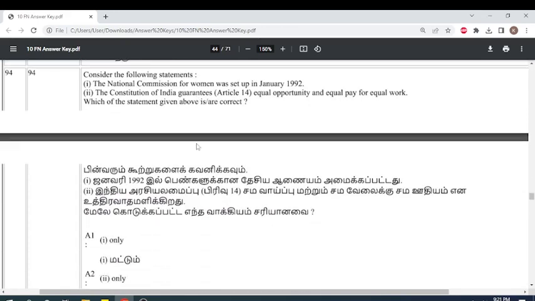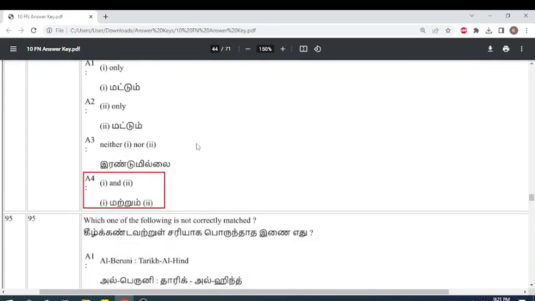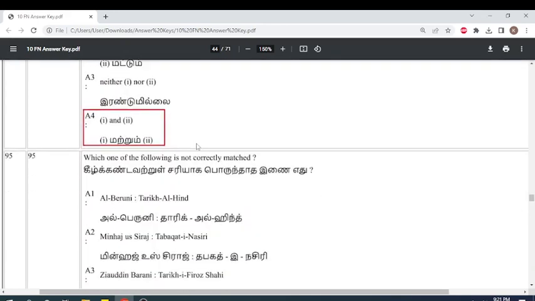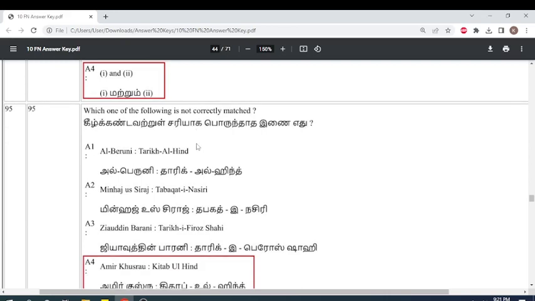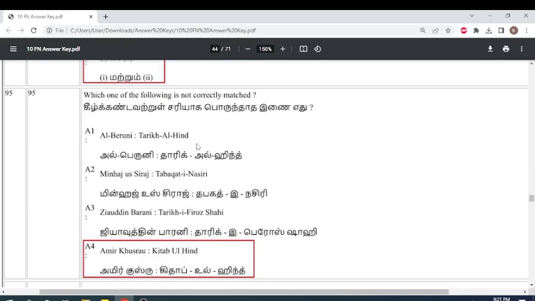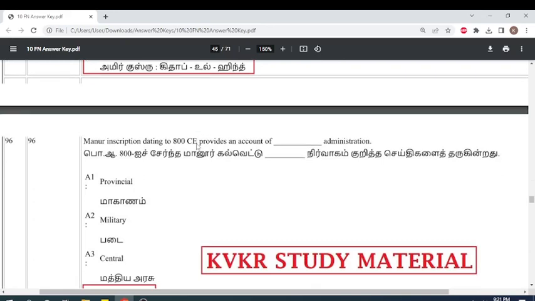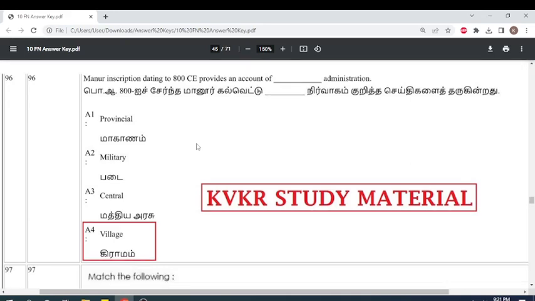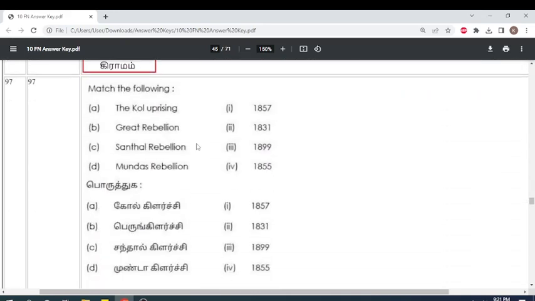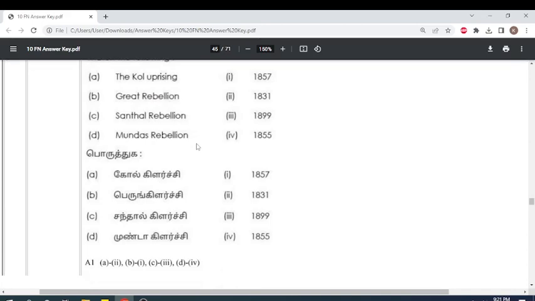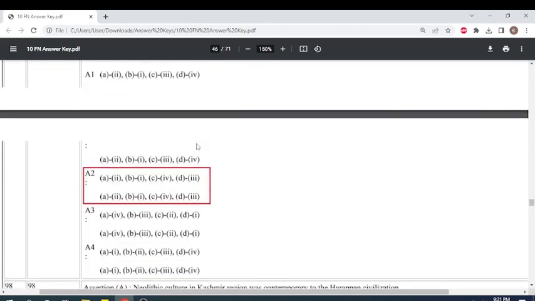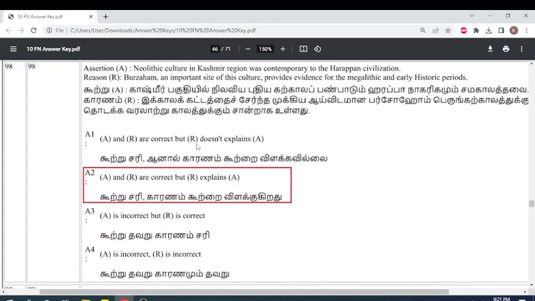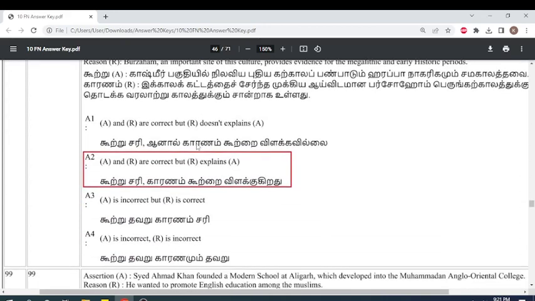94 question answer A4. 95 question answer A4. 96 question answer A4. 97 question answer A2. 98 question answer A2.